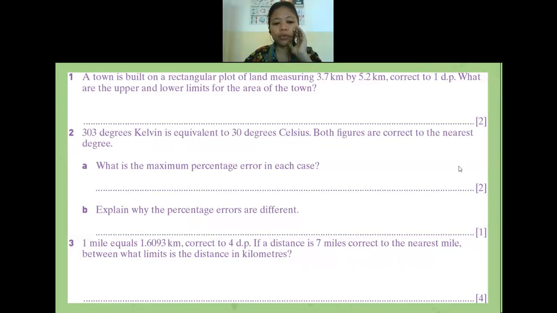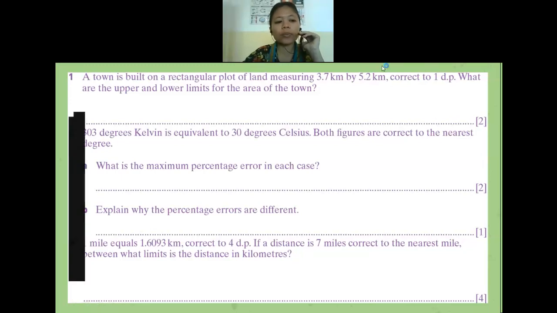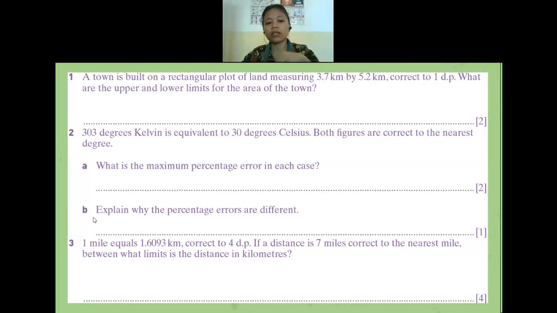So what do we have to do first to find the upper and lower limits of the area of the town? What do we have to do first? Hello? 3.7. Yeah, okay, we need to find the upper bound and lower bound of each number given. So the upper bound of 3.7 will be 3.75. The lower bound will be 3.65.